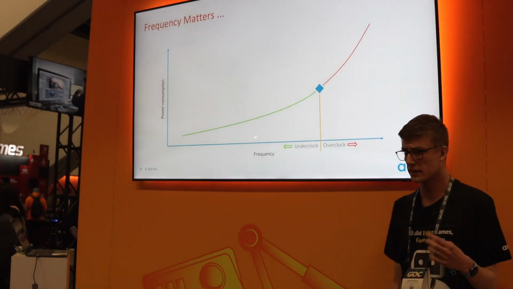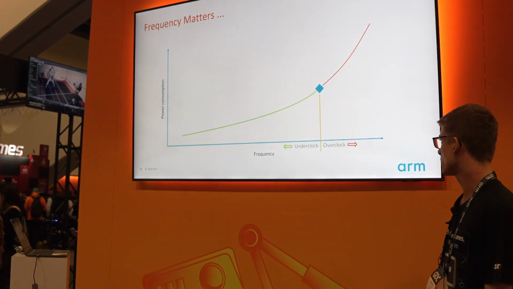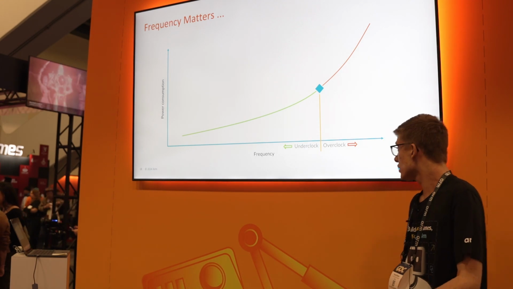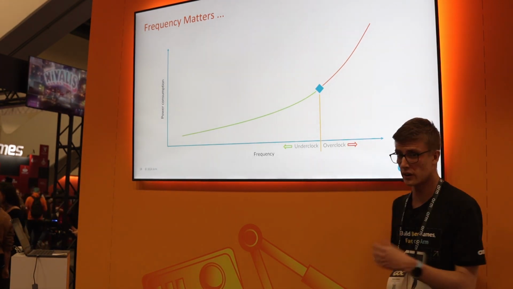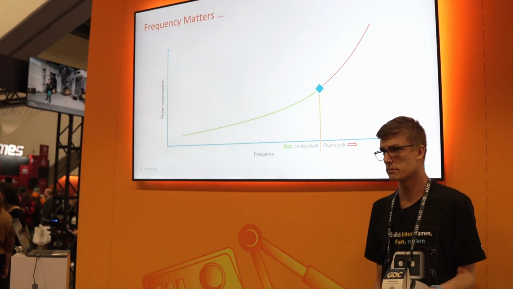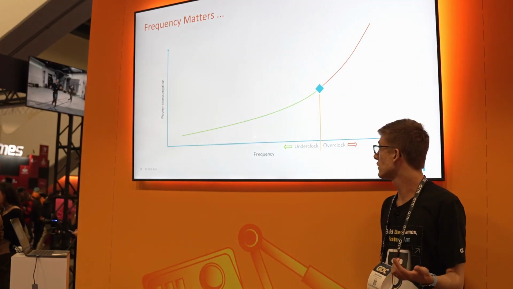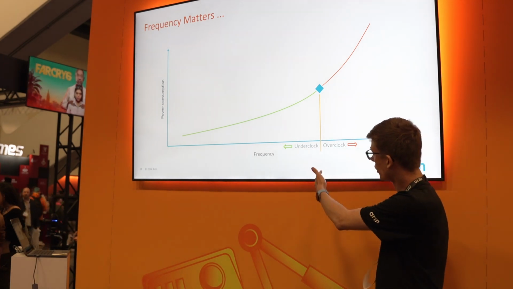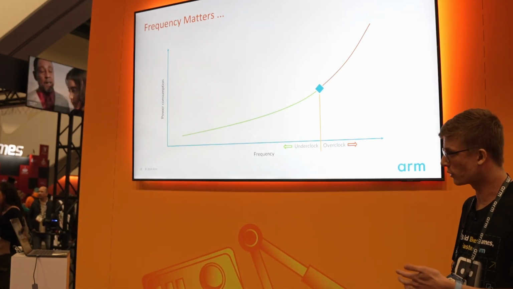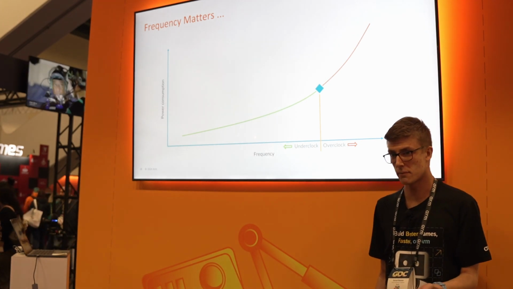Now, frequency really matters. So if we take a look at this graph, you may be familiar with this on PC if you're familiar with overclocking. You can spend quite a bit more power for a little bit more performance in terms of frequency. But the good thing for mobile is that because this curve is non-linear, it works the other way. So that means that if we underclock, we can use significantly less power for only a little bit less frequency. So this is what you're going to want to do to fit within your power budget.